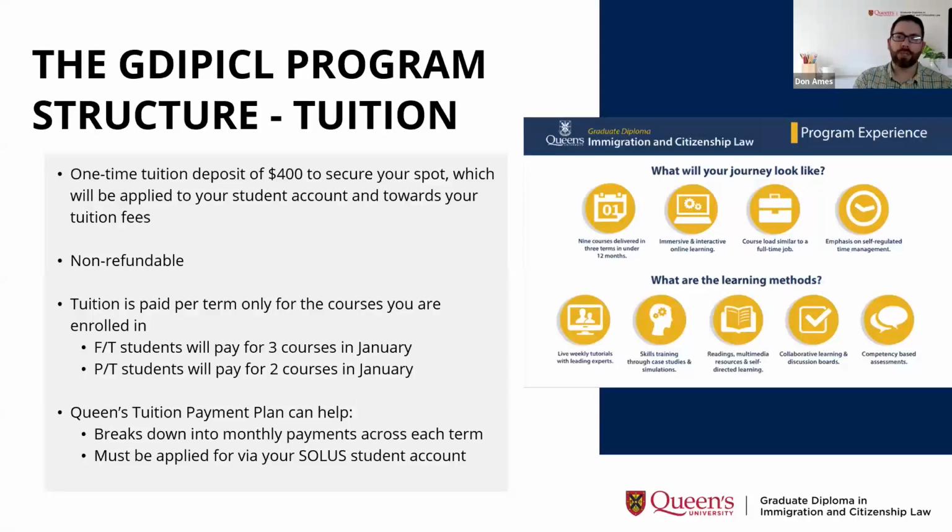There is an option for our students to apply for the Queen's Tuition Payment Plan. So that is an option to help break down that lump sum of tuition into 4 equal installments across the 4 months of each term. So you will be able to apply for that once you are provided an offer of admission and tuition is populated within your student account, but it is available.